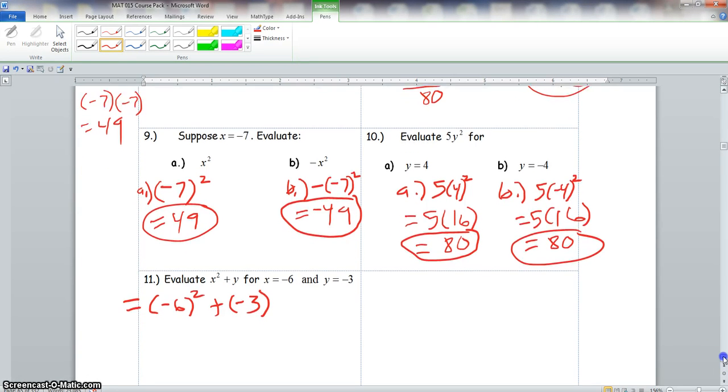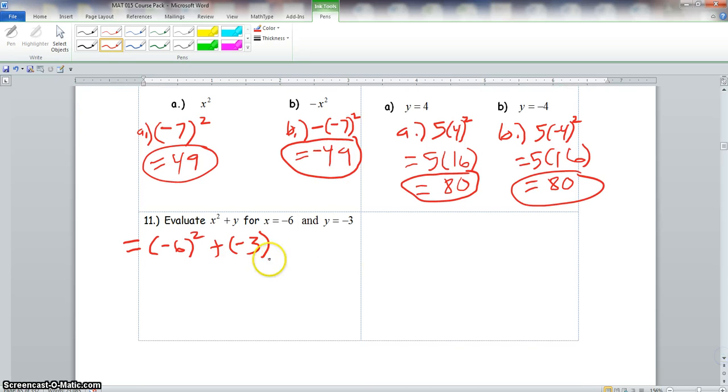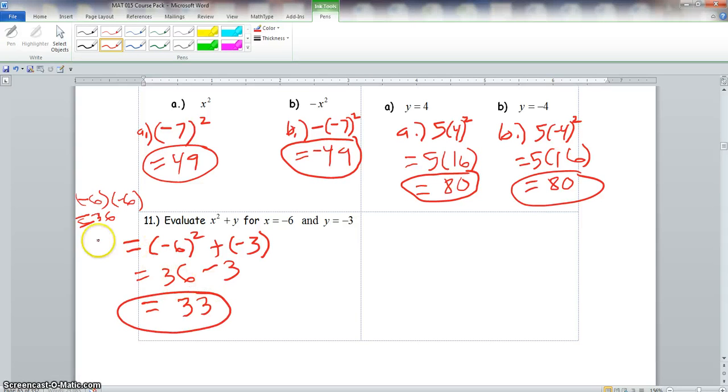So now we scroll down here to number 11. Now we're told here that x is negative 6 and y is negative 3. So negative 6 in parentheses squared, you know that'll be negative 6 in parentheses times negative 6, which will give us a positive 36. So we had 36, and we will have plus a negative 3, which is the same as minus 3. 36 minus 3 is 33, and 33 is your final answer.